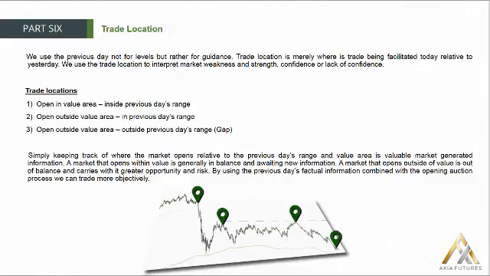So simply, keeping track of where the market opens relative to the previous day's range and value area is a valuable market-generated piece of information. A market that opens within value is generally in balance and waiting for new information. A market that opens outside of value is out of balance and carries with it greater opportunity and risk. So by using the previous day's factual information combined with the opening auction process, we can trade more objectively, and that is why we identify the trade location based on the previous day.